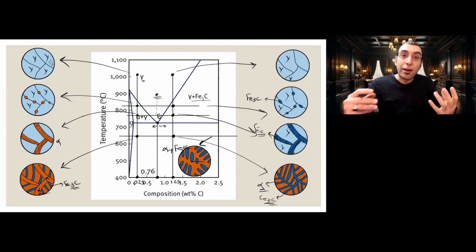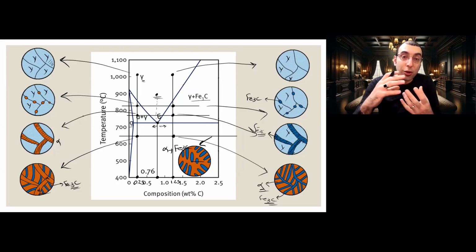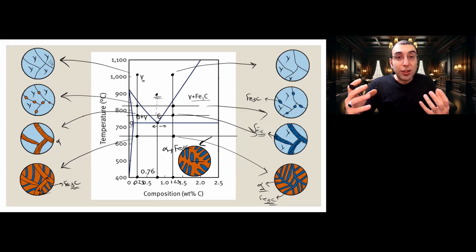They both have alpha and cementite, but their arrangement is very different. And that determines their mechanical properties immensely. How? Ferrite is a very ductile and malleable material.